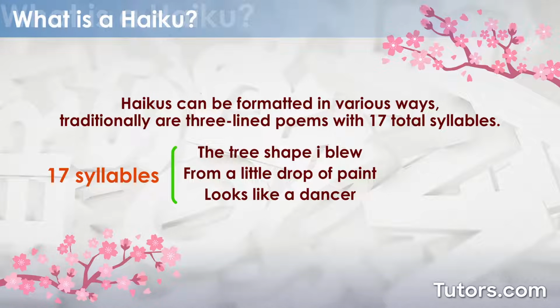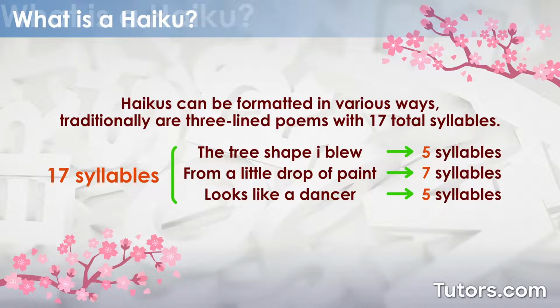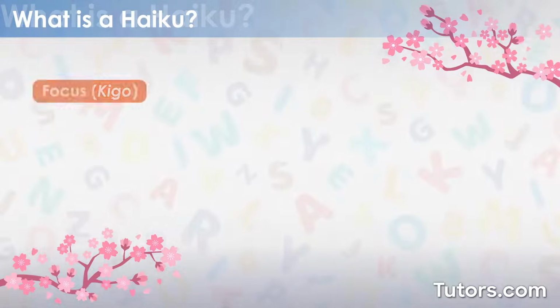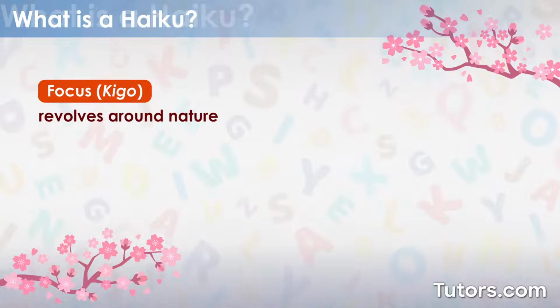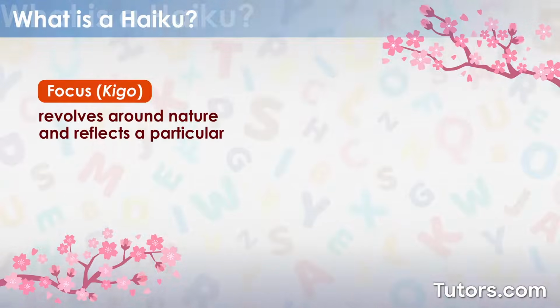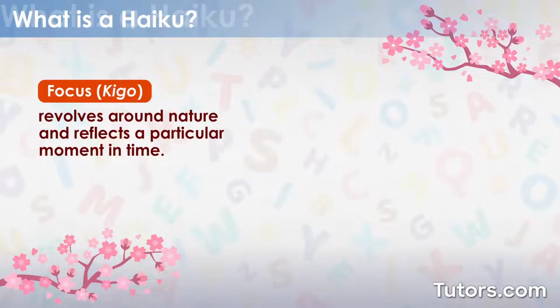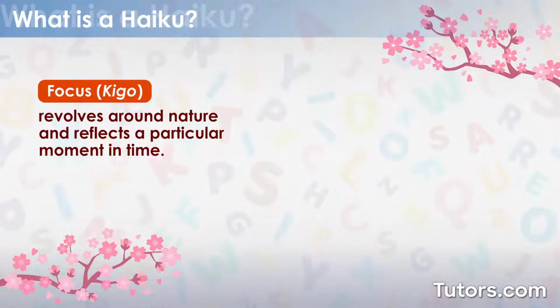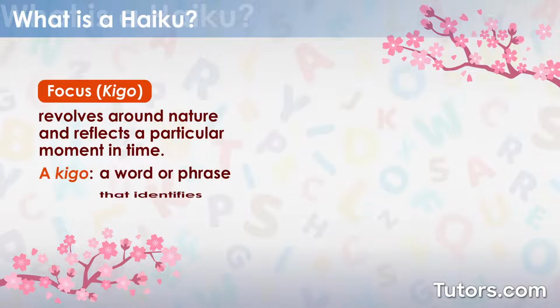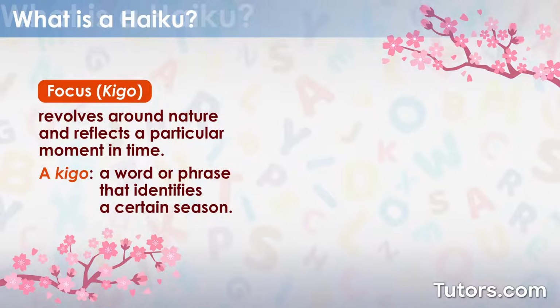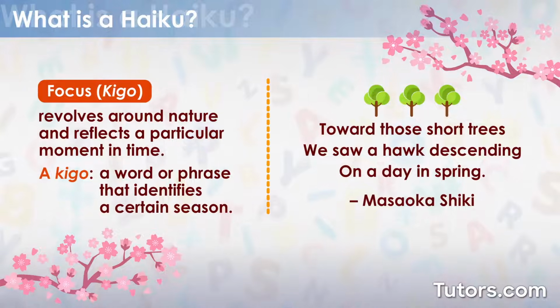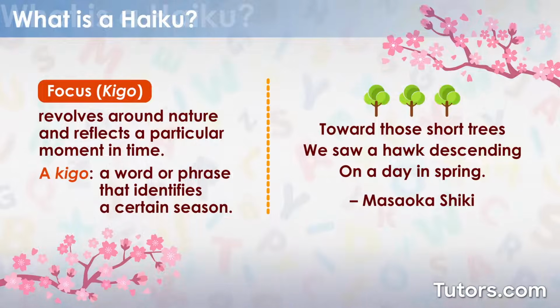The first and last lines contain 5 syllables, and the second line contains 7. The focus of a haiku revolves around nature and often reflects a particular moment in time. Japanese poets often include a kigo, a word or phrase that identifies a certain season. In this example, the kigo is the last word in the poem, spring.